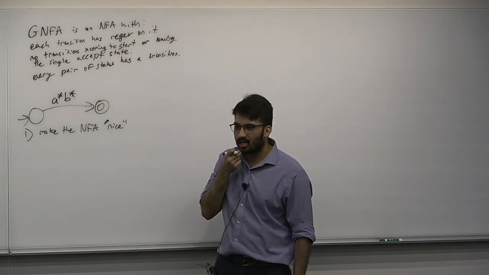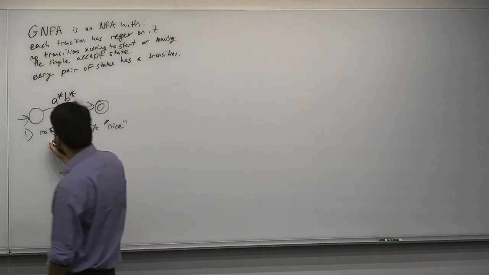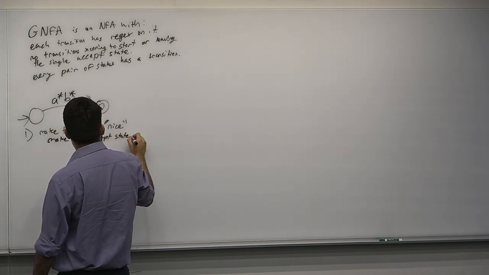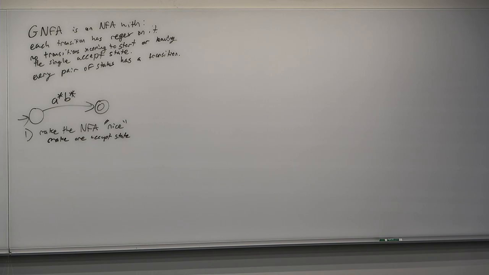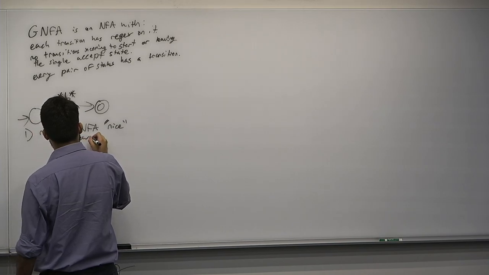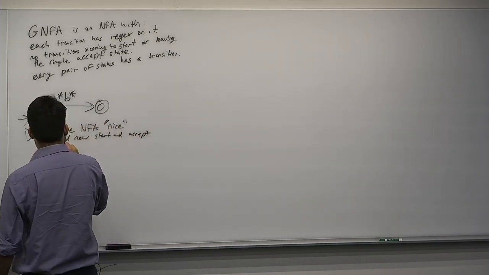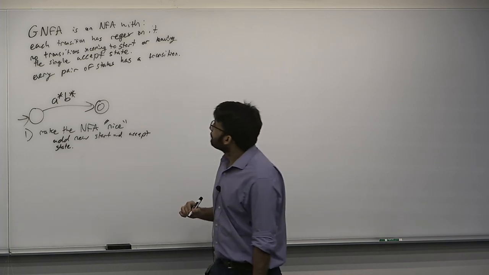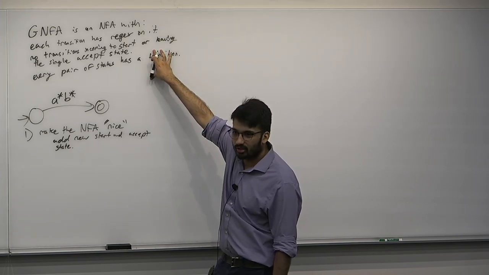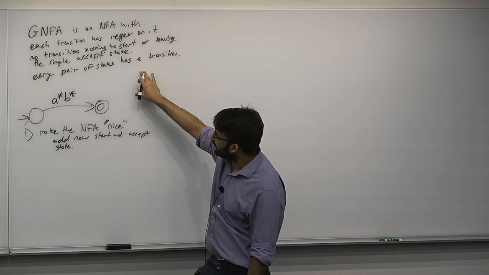So to make the NFA nice, you basically make one accept state. I'll say it this way. By adding a new start and accept state, you basically make sure there's no outgoing transitions from the accept state and there's no incoming to the start state. And every pair of states has a transition.